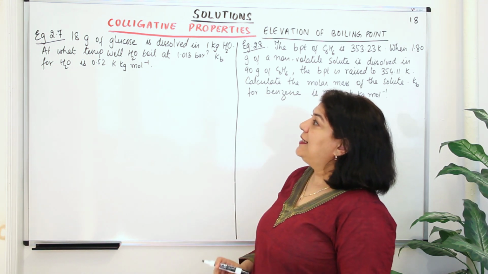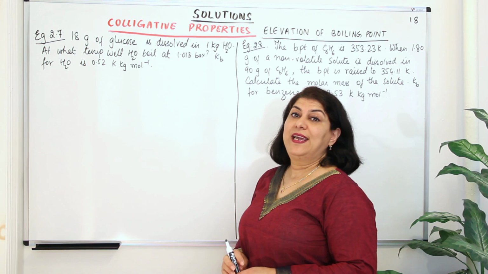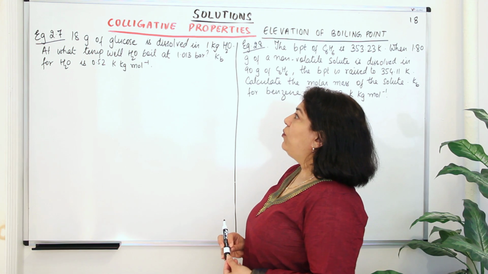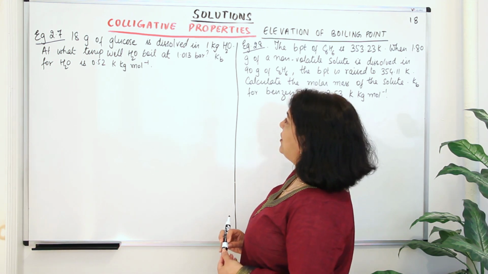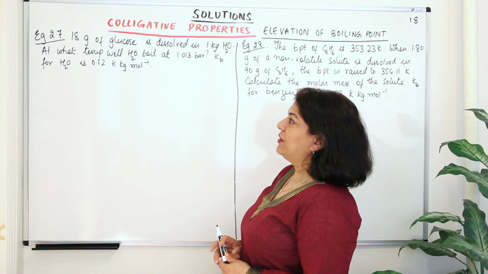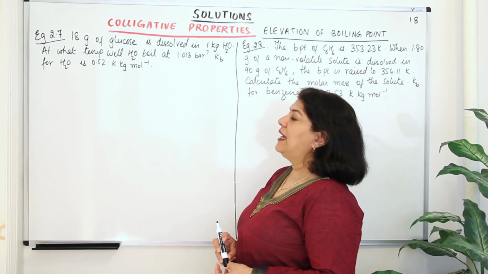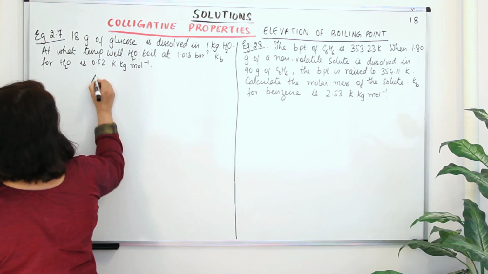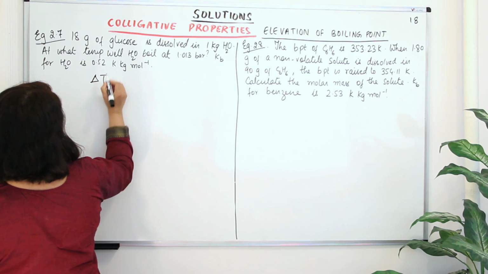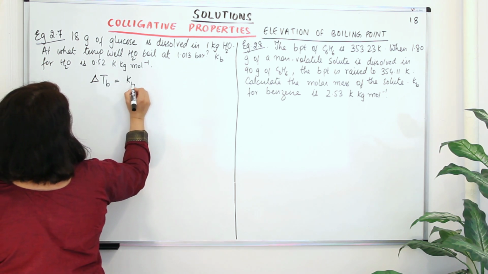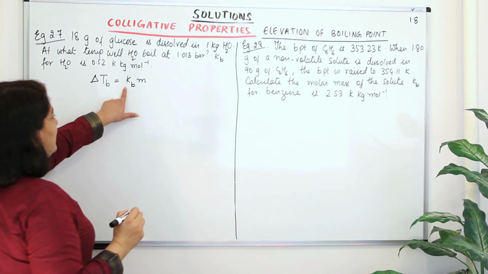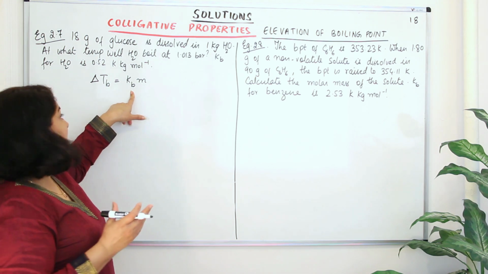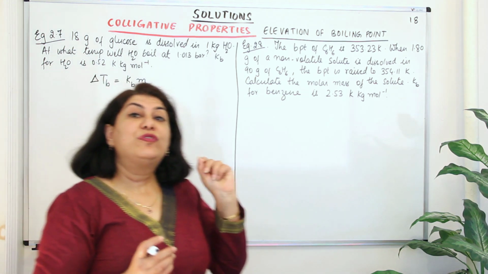The question reads, 18 grams of glucose is dissolved in 1 kg water. At what temperature would water boil at 1.013 bar, which is 1 atmospheric pressure, where Kb for water is given, which is 0.52 Kelvin kg per mole. We know that delta Tb, according to this molar elevation thing, delta Tb is equal to Kbm, where Kb is the molar elevation constant or the boiling point elevation constant, and m is the molality of the solute.